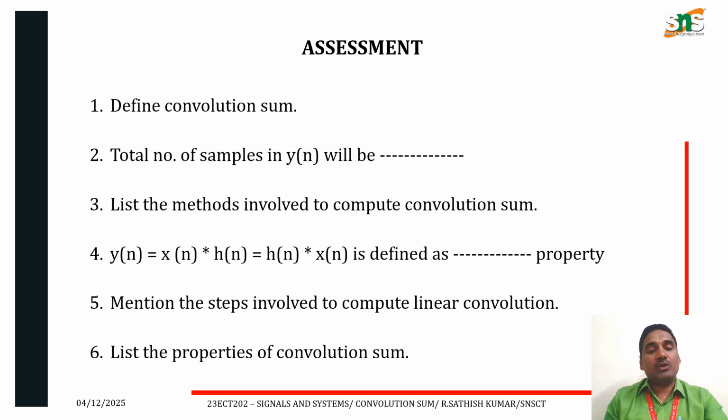Mention the steps involved to compute linear convolution. First, folding, shifting, multiplication, summation. List the properties of convolution sum. It can be classified into three properties: commutative, associative and distributive.